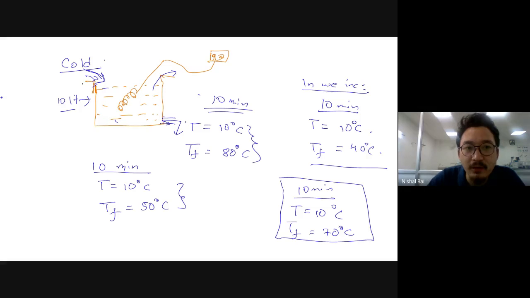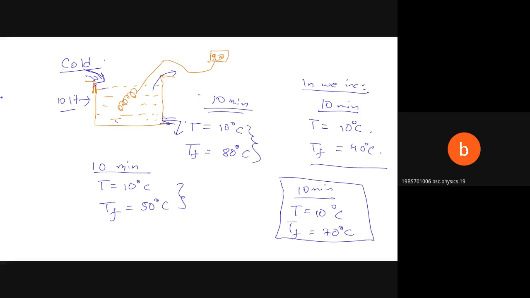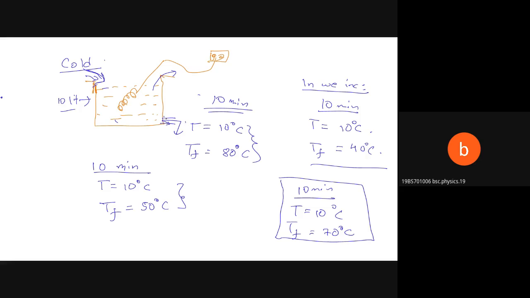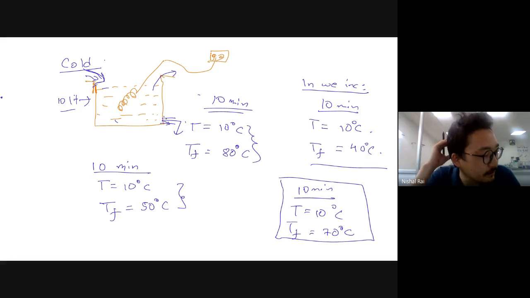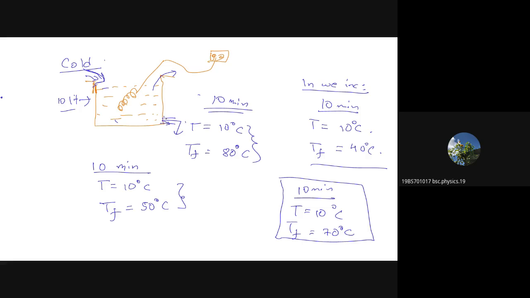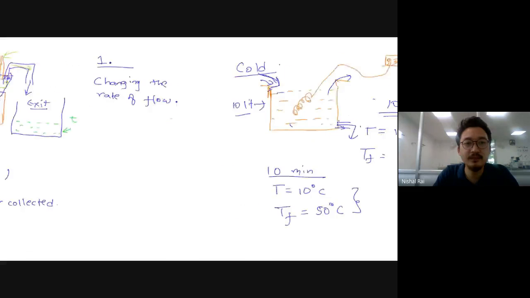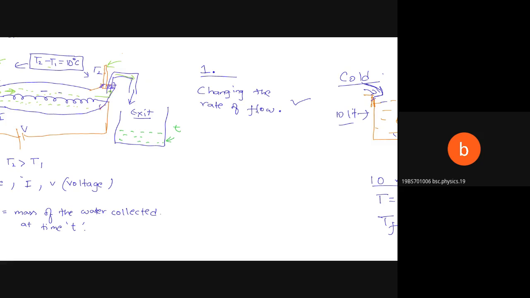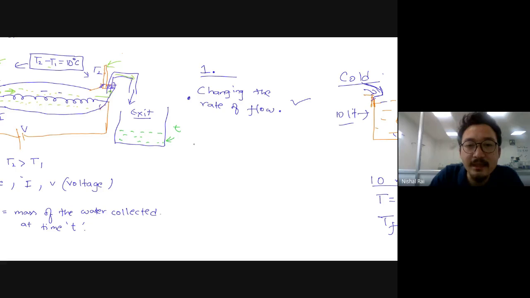So does it depend on your rate of flow? Yes, sir. Now I think this point is clear to everyone. Is it really clear, or can I repeat it one more time? It's clear. So you can make the difference of the temperature by changing the rate of flow. Is this first point clear? Yes, sir. And the second point is by increasing the voltage.